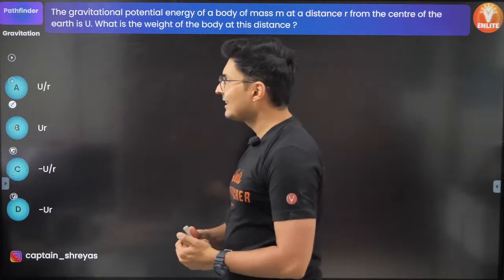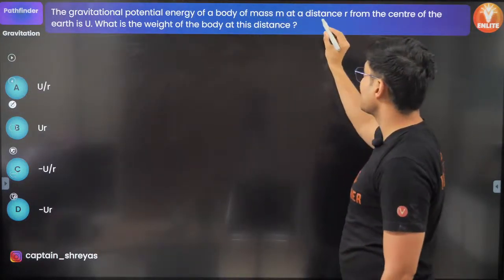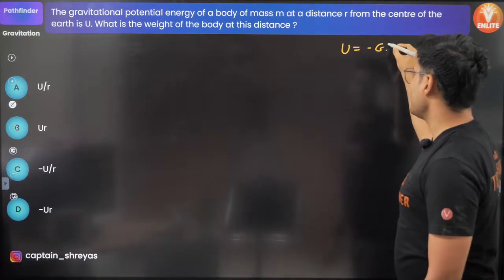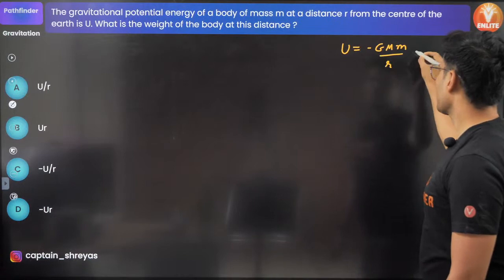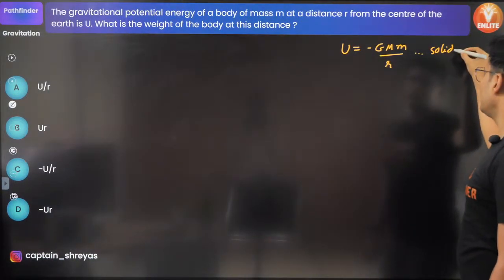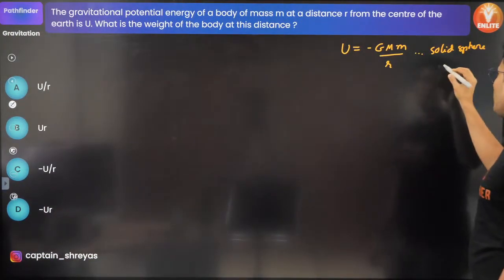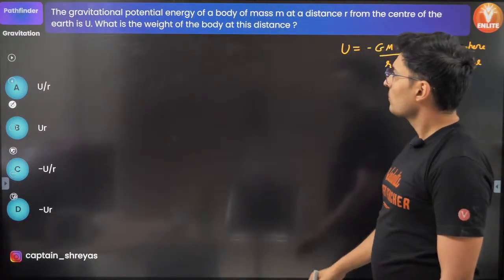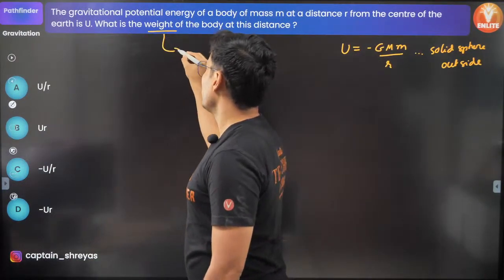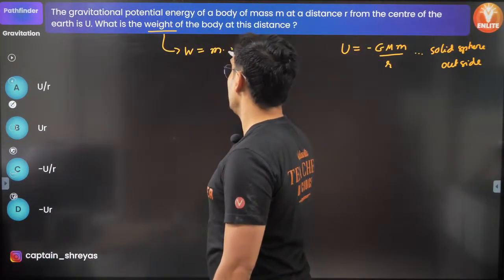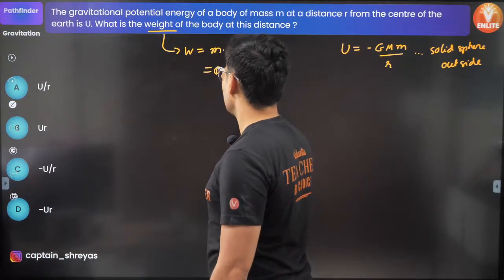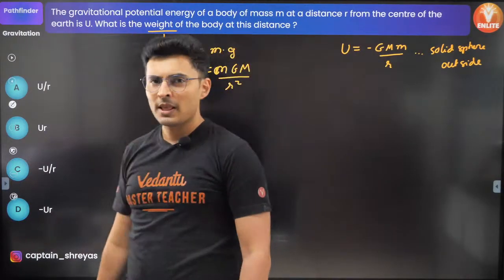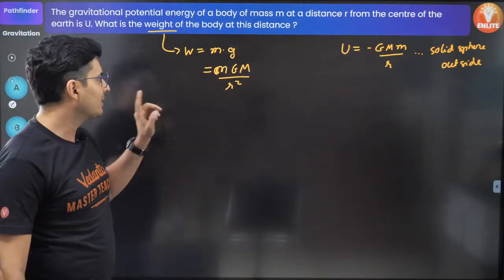Anmol is saying C. The potential energy of a body of mass m at distance r from the center of the earth is U. So U will be minus GMm by r. This is the formula for a solid sphere's potential energy when you are outside. Correct? Now, the weight of a body is nothing but m into g, and g is nothing but GM by r square. So try to get it in that form. You will realize what it should be.